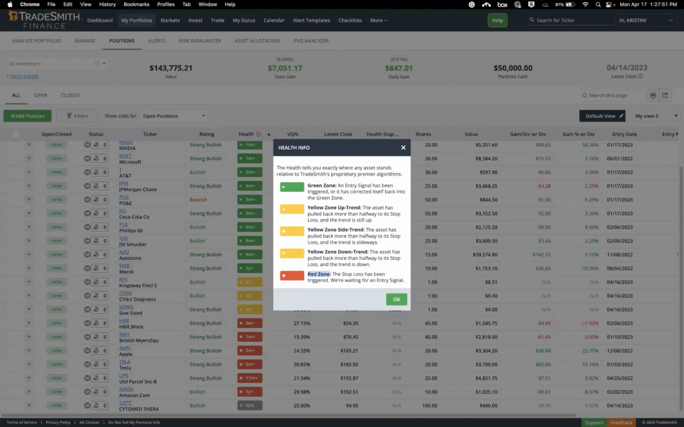Now, those of you that have a basic subscription with us, you do not have access to the green, yellow, red light system, okay? So if you're not seeing these colors, that is the reason.